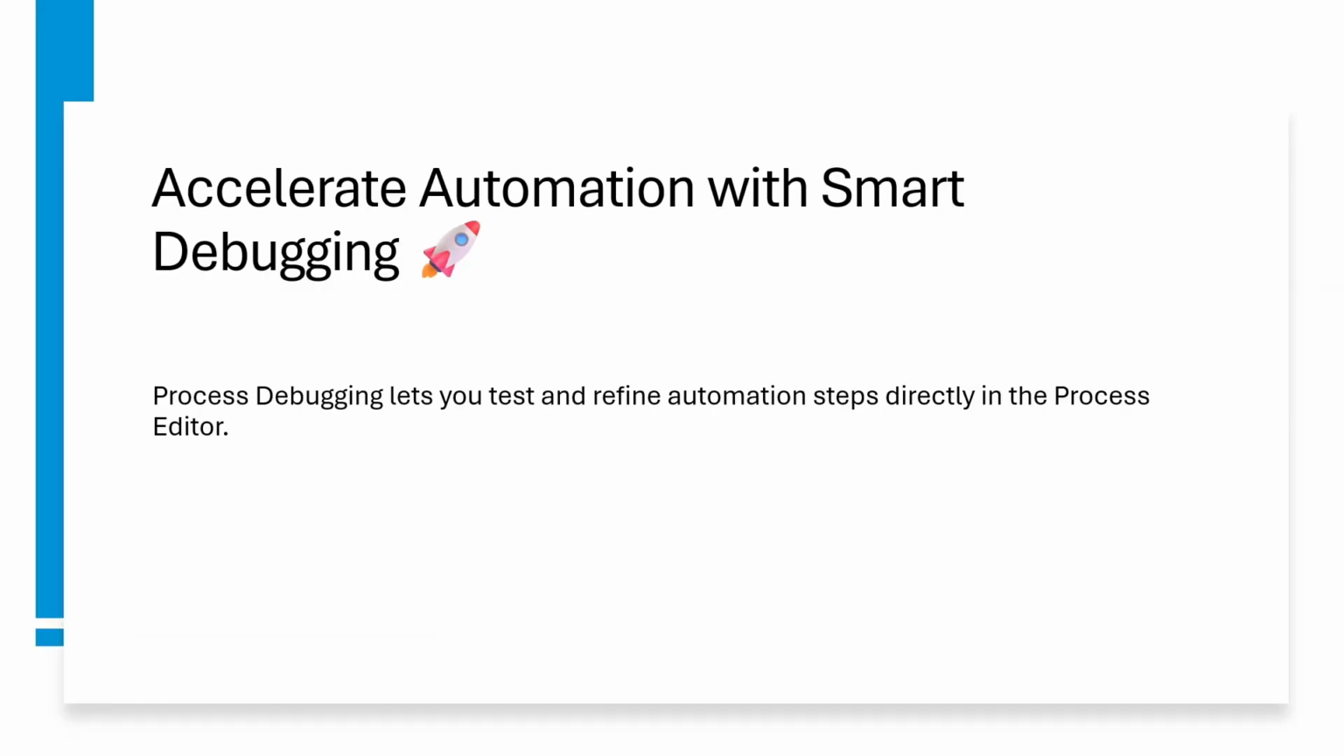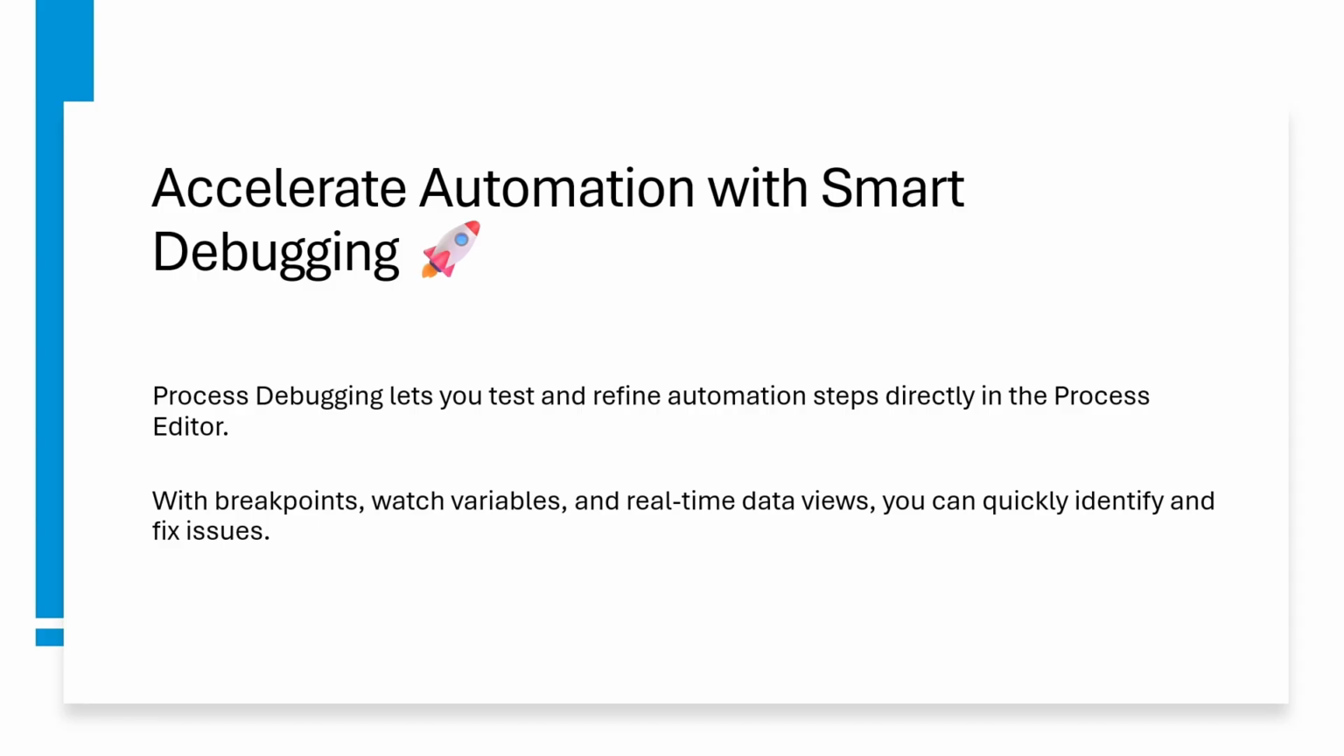Process debugging streamlines test automation by letting you test and refine steps directly in the process editor. With tools like breakpoints, watch variables, and real-time data views, it speeds up troubleshooting and helps you fix issues faster.